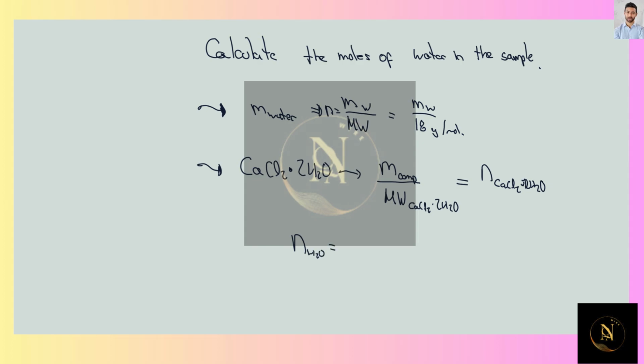After that, to get the moles of water, it would be the moles of calcium chloride dihydrate, and we're going to multiply this by the conversion factor, since we're going to have 2 moles of water per each mole of this compound.